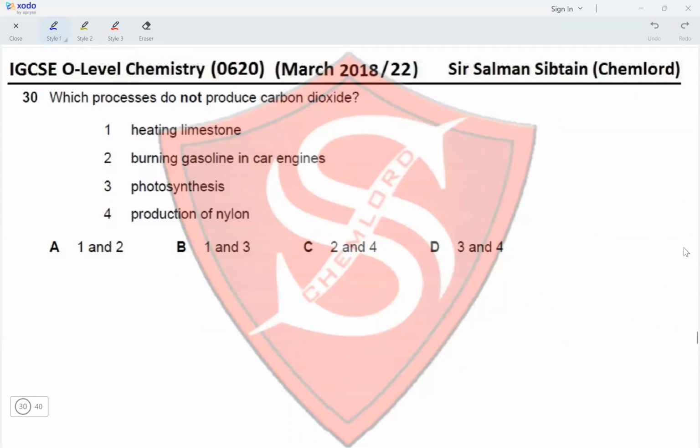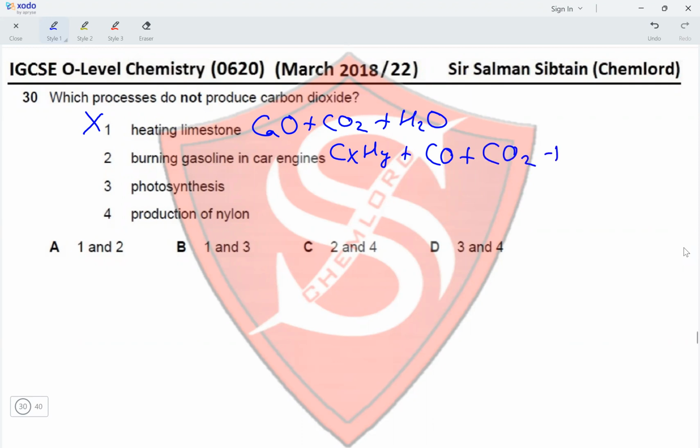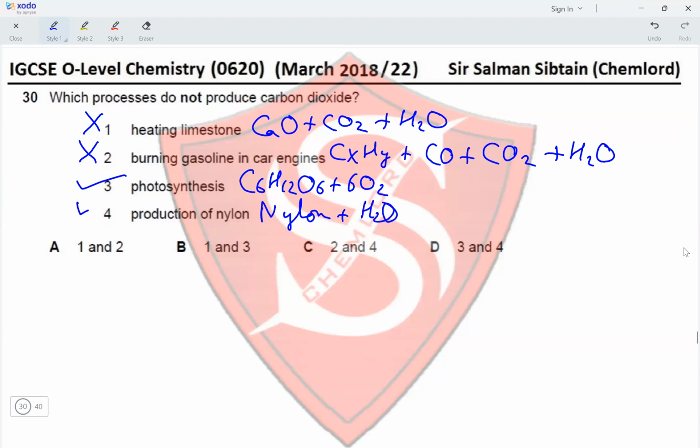Question 30. Which processes do not produce carbon dioxide? Heating limestone produces calcium oxide plus CO2. So, heating limestone produces carbon dioxide. Burning gasoline in car engines produces unburned hydrocarbons plus carbon monoxide plus carbon dioxide plus water. So, this also produces carbon dioxide. Photosynthesis produces C6H12O6 plus oxygen. So photosynthesis does not produce carbon dioxide. And production of nylon produces nylon and water. No carbon dioxide is produced. Since processes 3 and 4 are correct, option D is the correct option for this question.